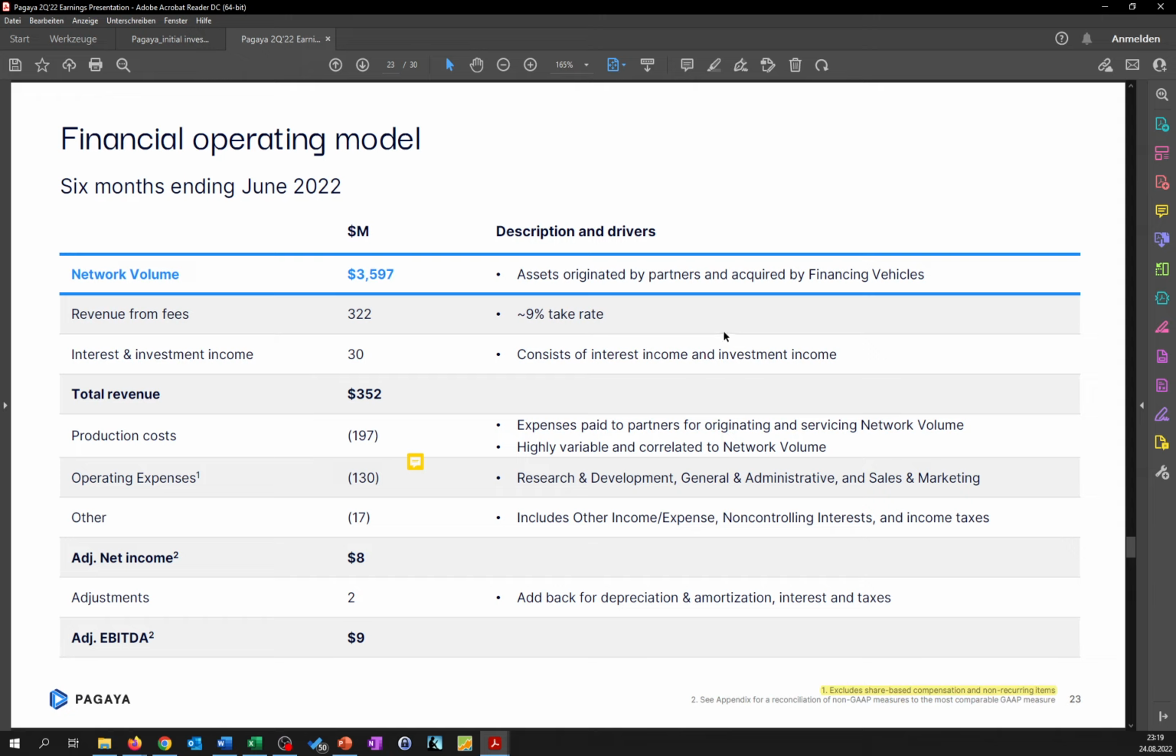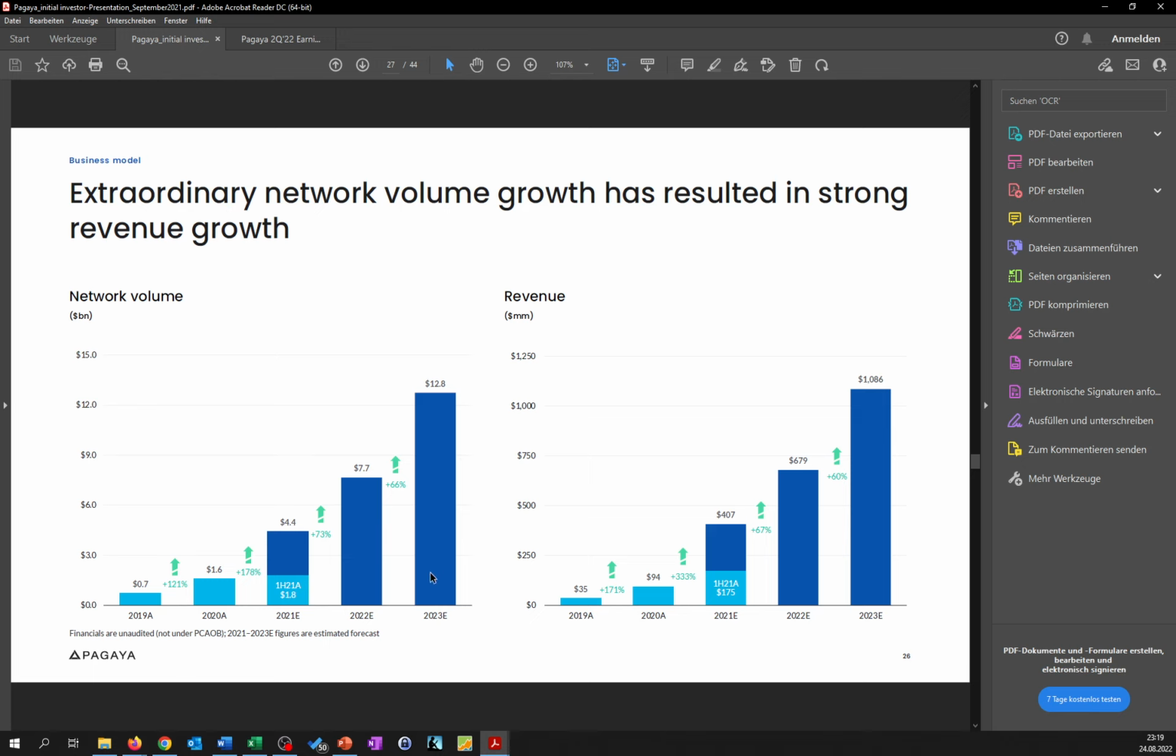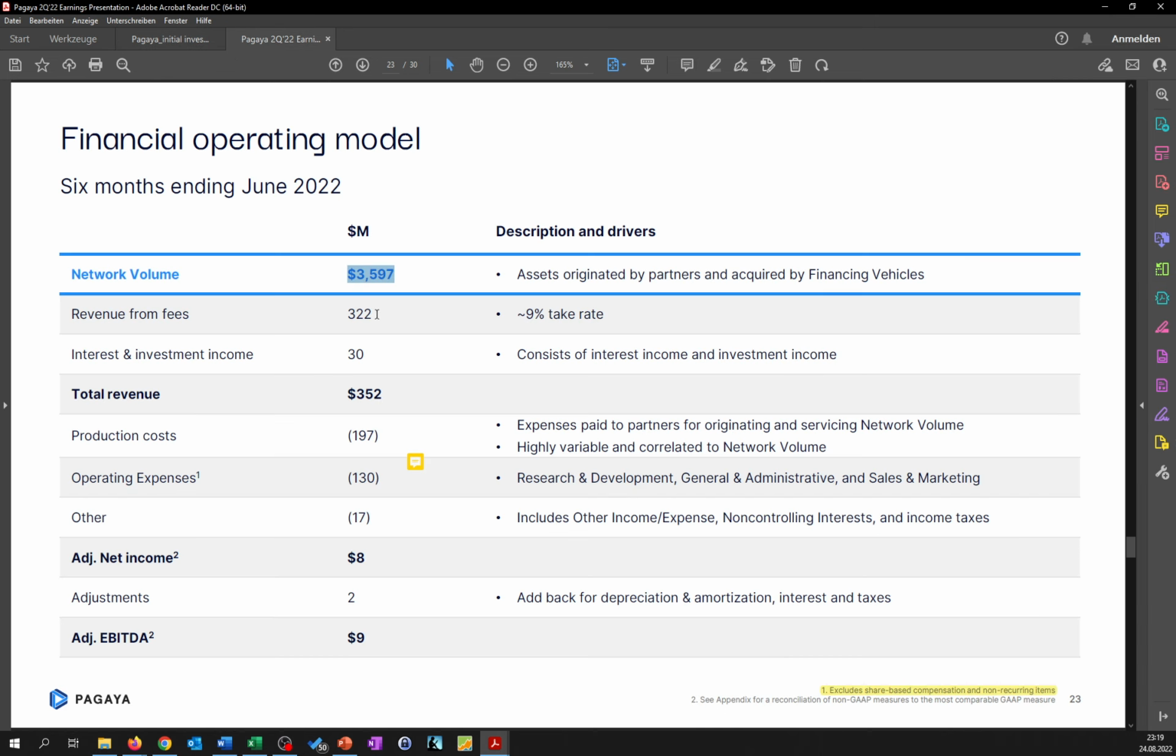What is the financial overview for the first half of the year 2022? As you can see over here, around 3.6 billion of network volume. And now let's jump over again to what they forecasted in the initial investor presentation. They forecasted around 7.7 billion US dollars in network volume. This is less than half of what they expected. Something to keep an eye on for later on, because I will be coming back to this number.